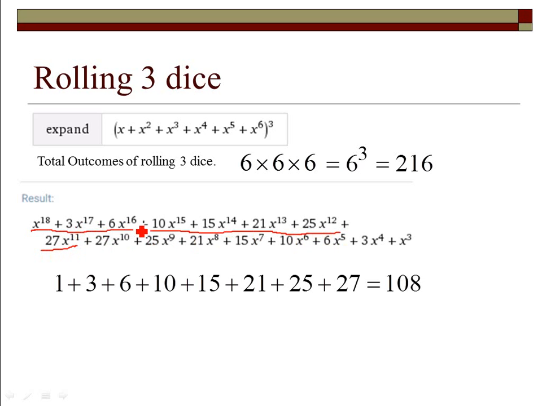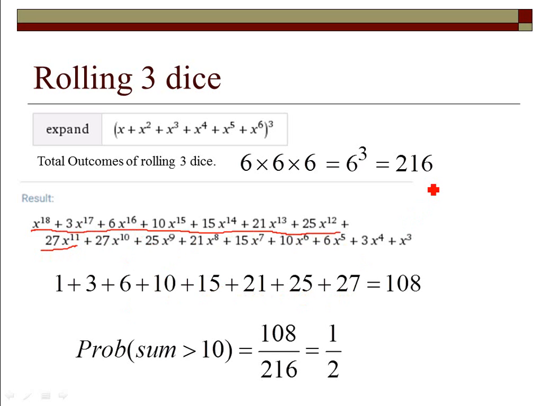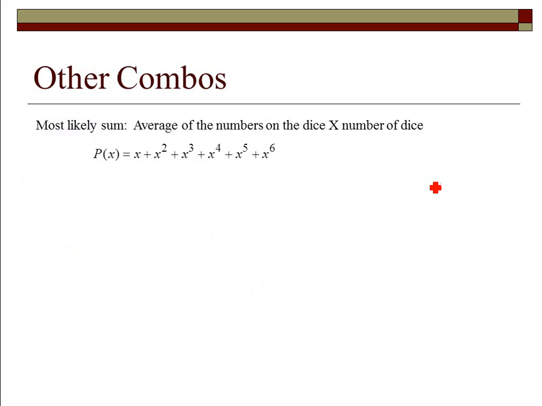So this is where I got my numbers. 1, 3, 6, 10, 15, 21, 25, 27. If you add up all those numbers, it's 108. There were 216 possibilities. So my probability was 108 out of 216, which equals 1/2. So if I want to know the probability that it's 10 or less, it's also going to be 1/2. Okay, look at other outcomes.